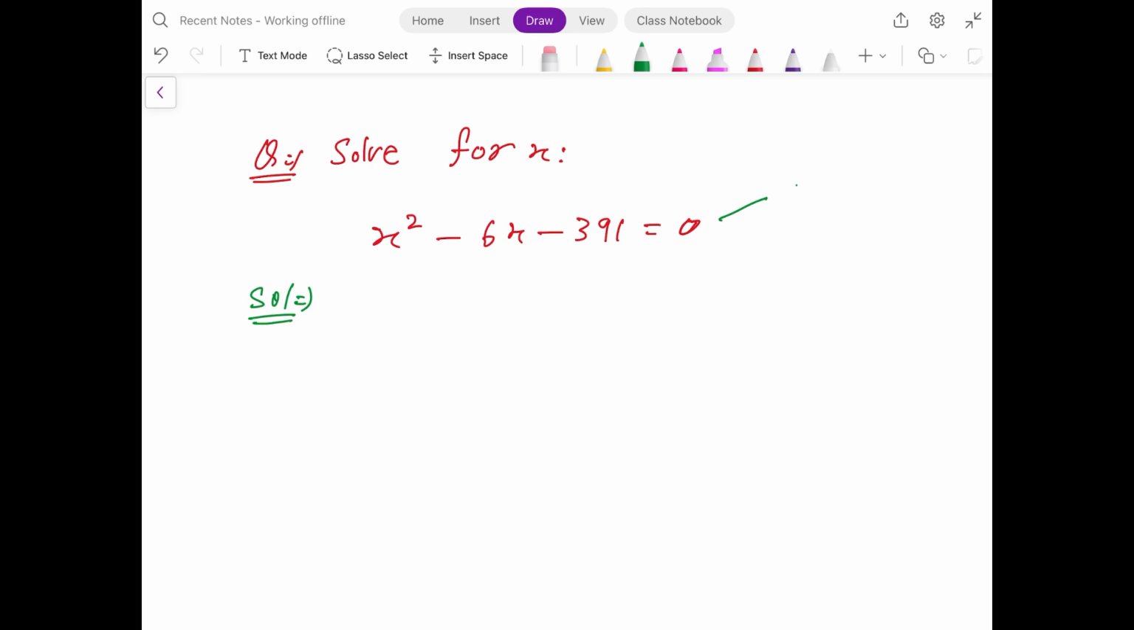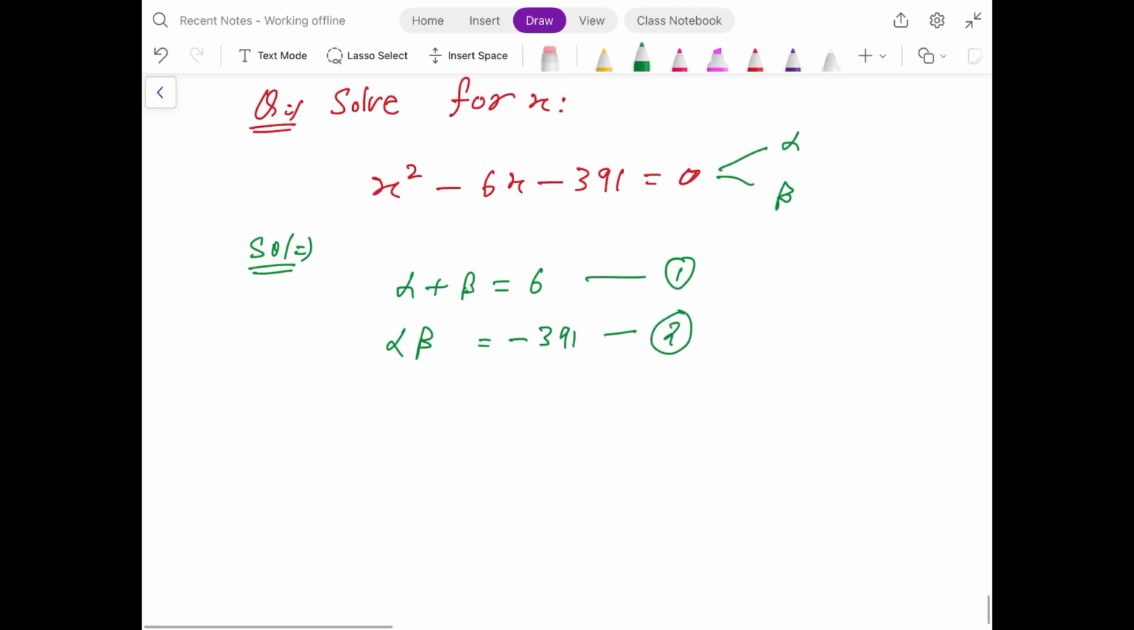Like if we consider the roots of this quadratic equation as alpha and beta, the sum of roots, alpha plus beta, will be 6. Call it equation number 1. And the product of roots, that is alpha multiplied by beta, will be minus 391, and this is equation number 2. So here we have the sum of roots, that is 6. If we find the average of the sum of roots, it will be 6 divided by 2, that means 3.